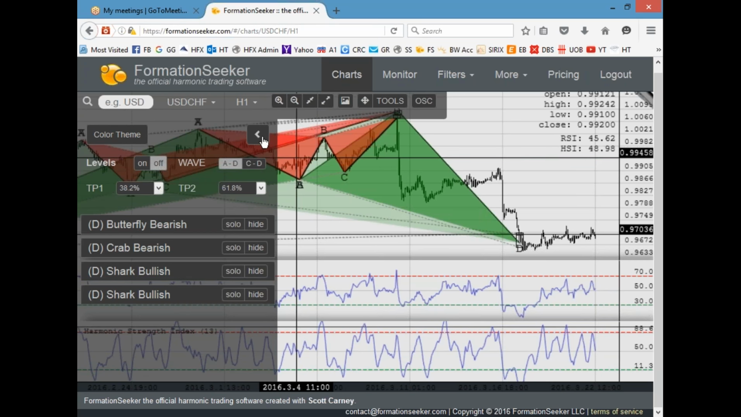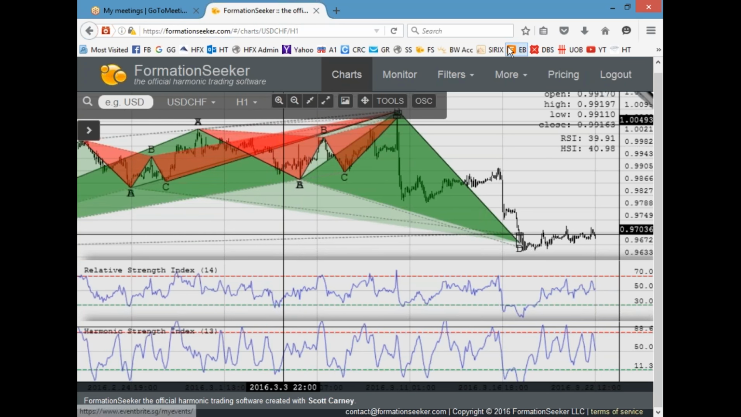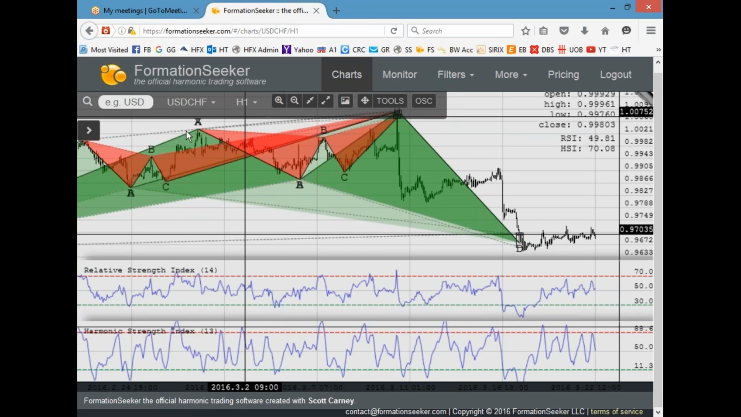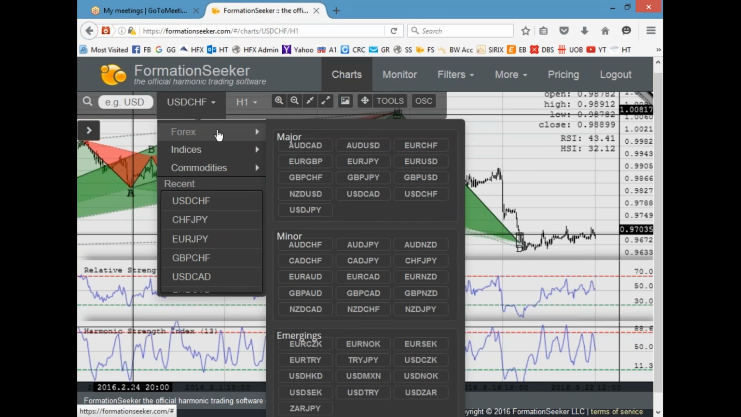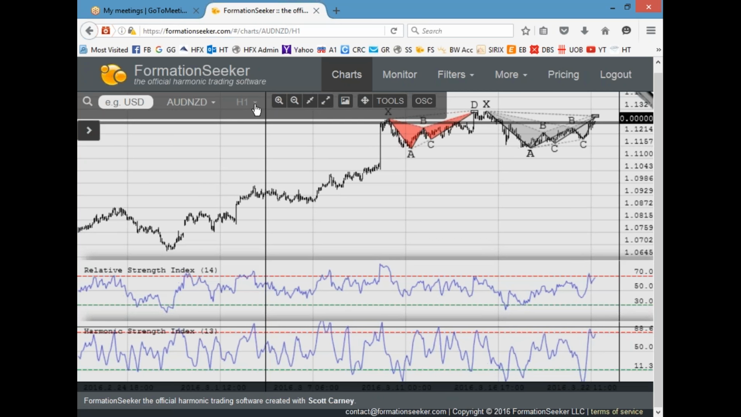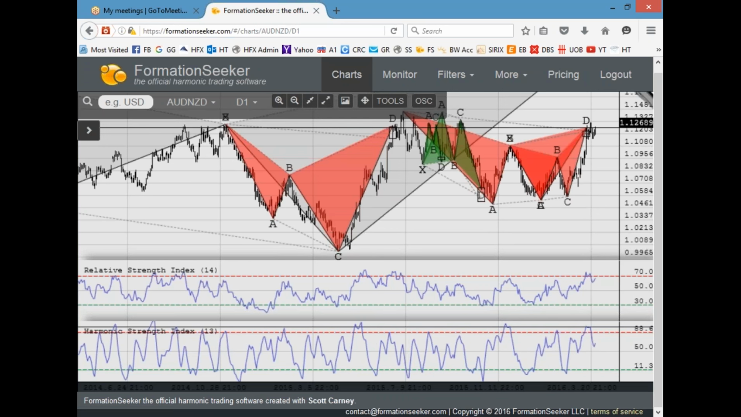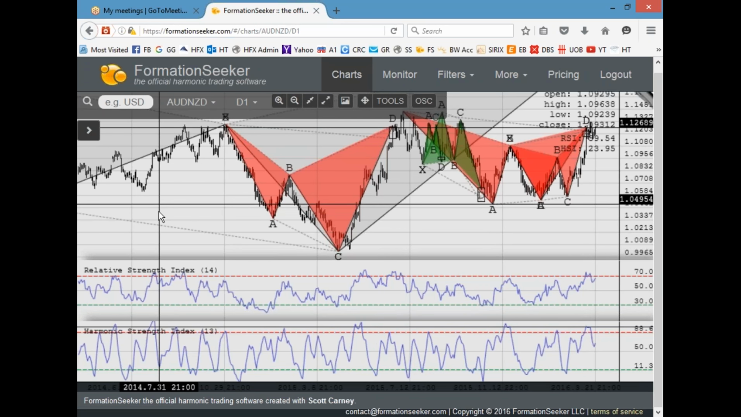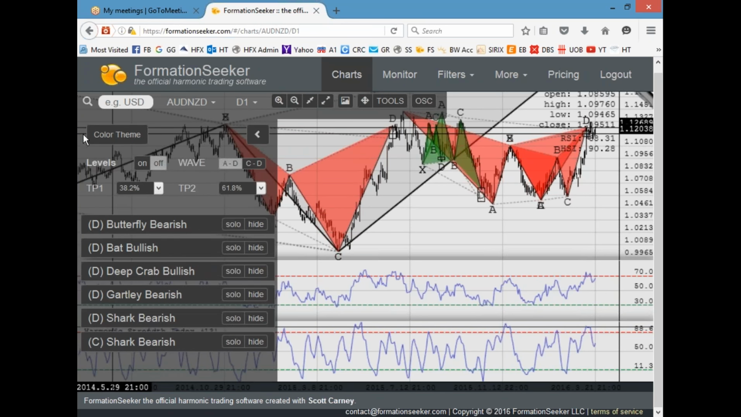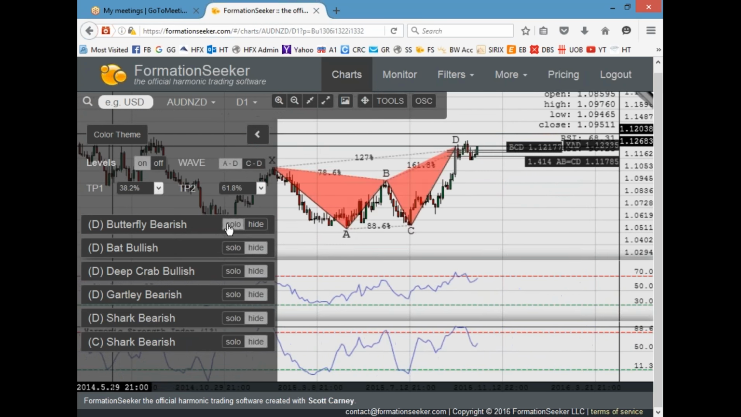Okay, the question on the chat was, can you do this on a D1 time frame? So let me go back to that Aussie Kiwi trade, and wow, why is it showing me 0? Okay, let me go back to D1. Now I'm very interested in shorting this guy. Let's look at this.